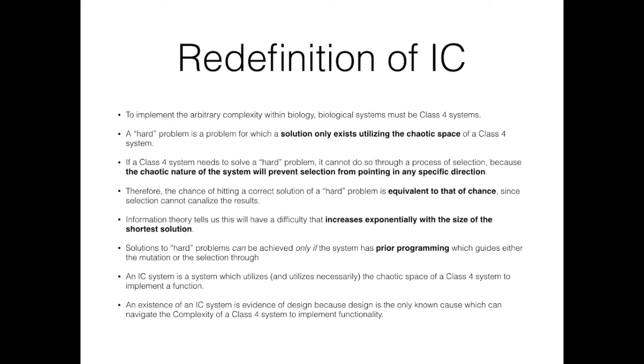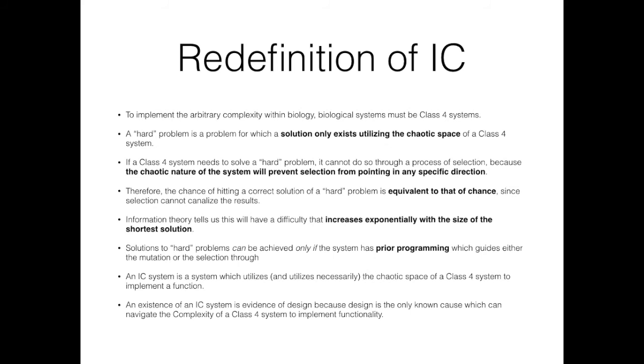So solutions to hard problems can be achieved only if the system has prior programming which guides either the mutation or the selection through that area. So an irreducibly complex system is a system which necessarily utilizes the chaotic space of a class 4 system to implement a function.